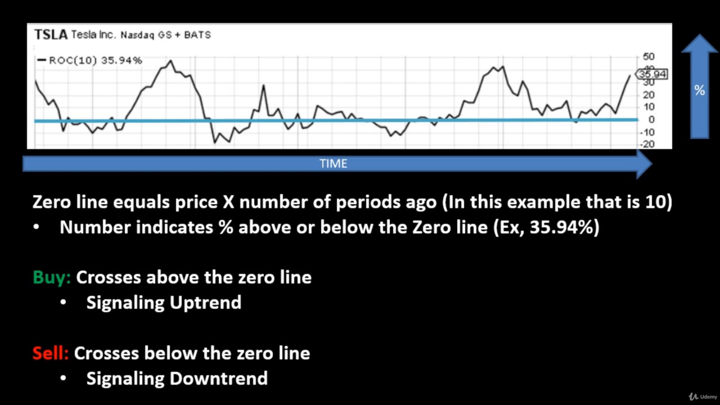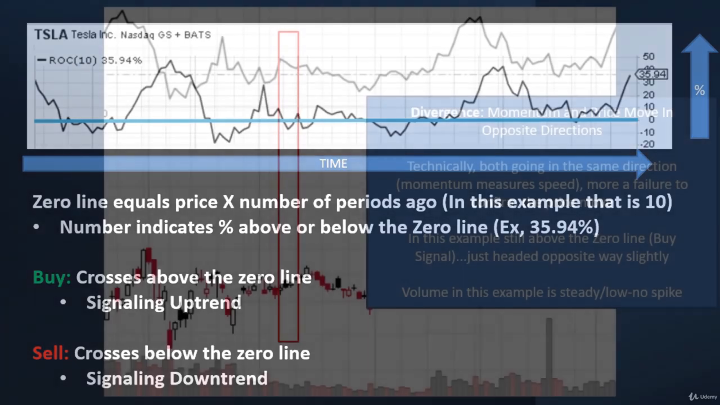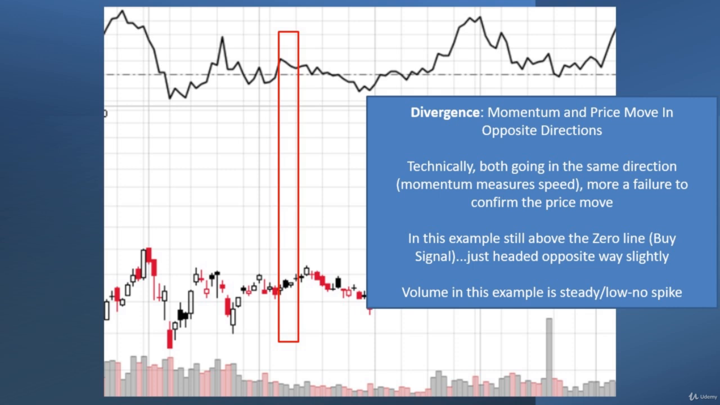But it's the strength of it. If you wanted to wait to see, make sure to confirm and let it build out stronger, higher above that line would show you a stronger number. If we look at it, it's pretty simple, but sometimes it does diverge, where momentum and price move in opposite directions, maybe ever so slightly. Technically both are going in the same direction, because momentum is really measuring speed. It's more a failure to confirm the price move if it's going a little bit in the opposite direction.